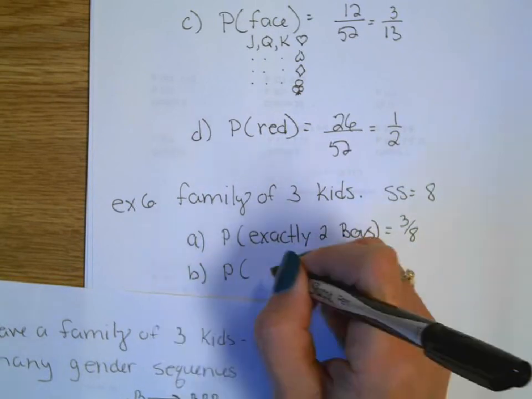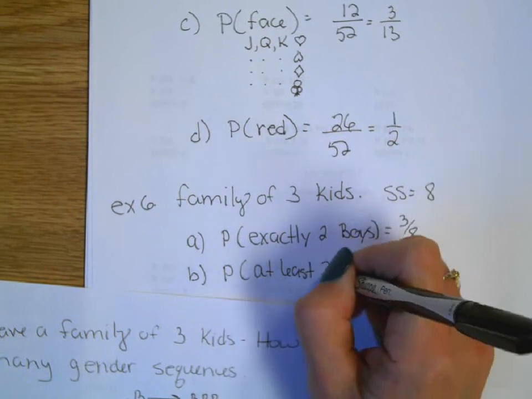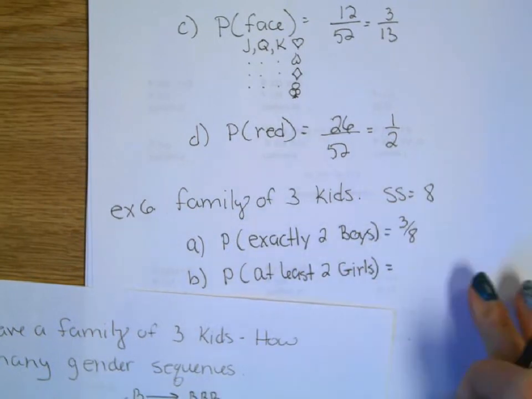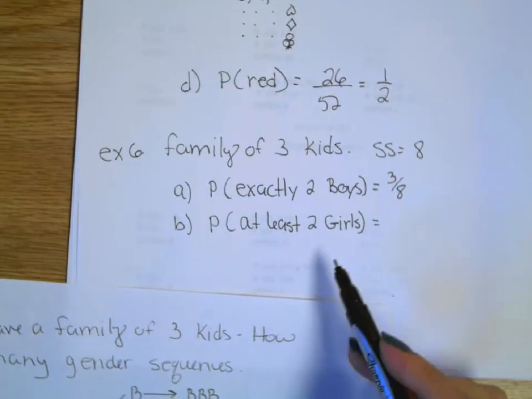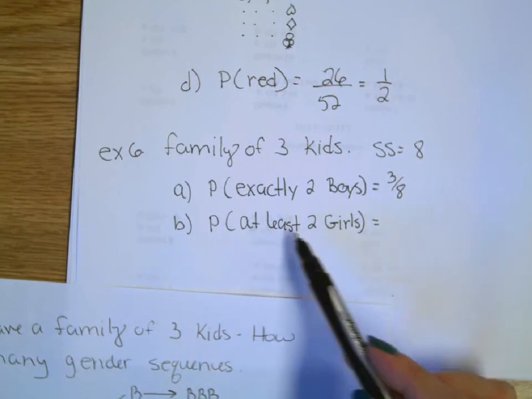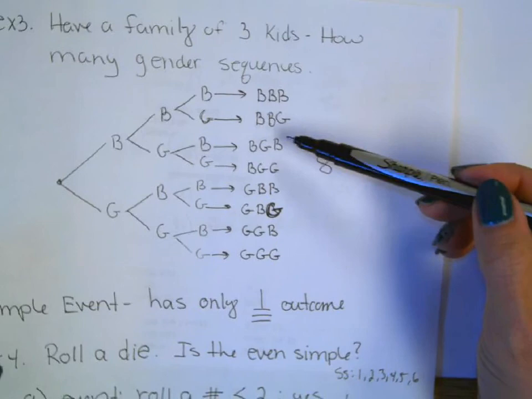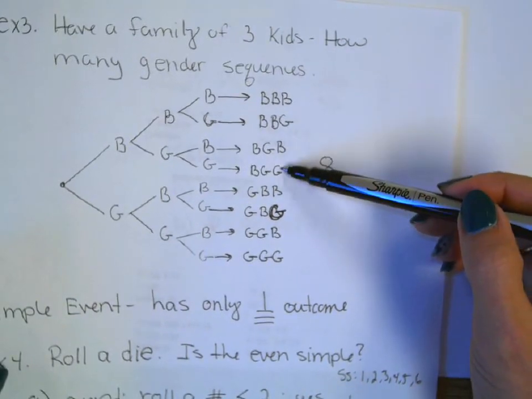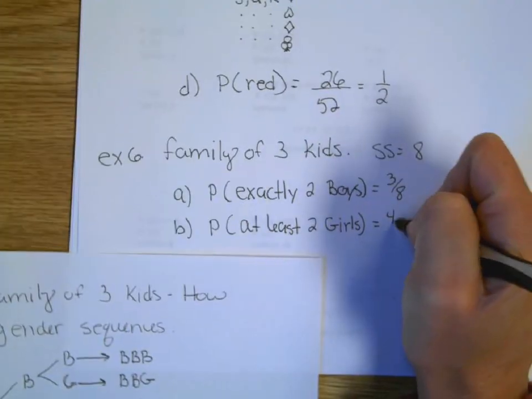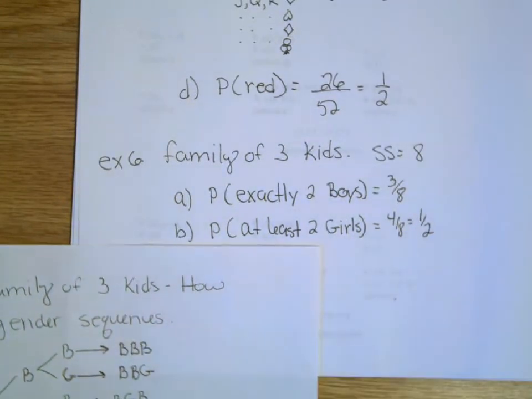And then our last one, what's the probability of having at least 2 girls? Well, let's think about what that means. I either have exactly 2 girls, or I could have 3 girls, because 3 is at least 2. It's like asking for 2 or more girls. So let's go back and see where I have 2 or more girls. That would be 1, 2, 3, and 4. So 4 out of 8, or 1/2. Okay, that ends that.